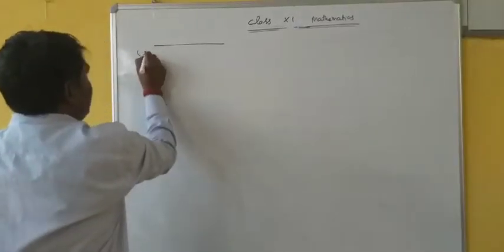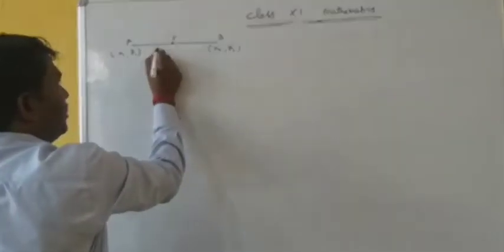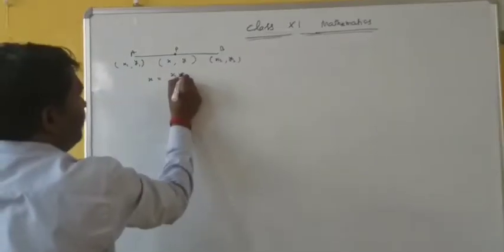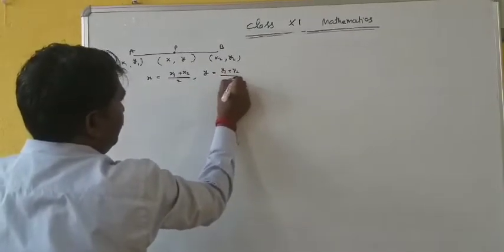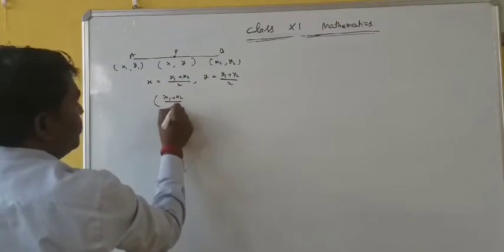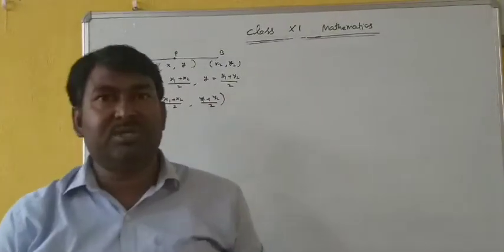As you know, for midpoint, suppose x1, y1 and x2, y2 are 2 points. There is a line joining these 2 points, and there is a point P which is in the middle of these 2 points. Then its coordinates, let x and y, we can calculate: x is equal to x1 plus x2 by 2 and y is equal to y1 plus y2 by 2. So the midpoint coordinate will be x1 plus x2 by 2 and y1 plus y2 by 2. Let's see some questions based on this one.